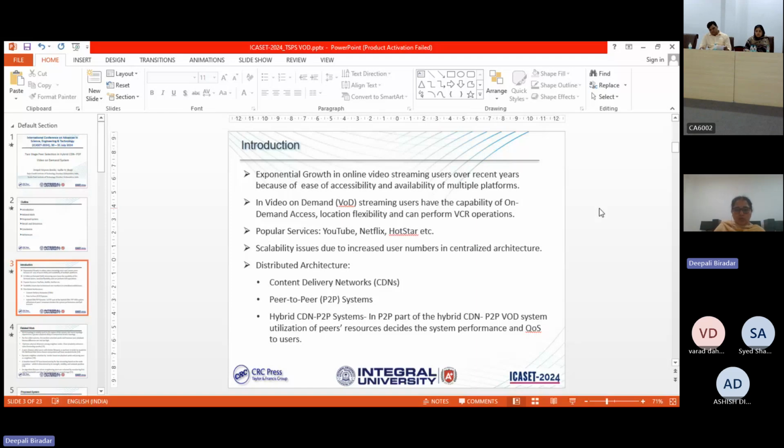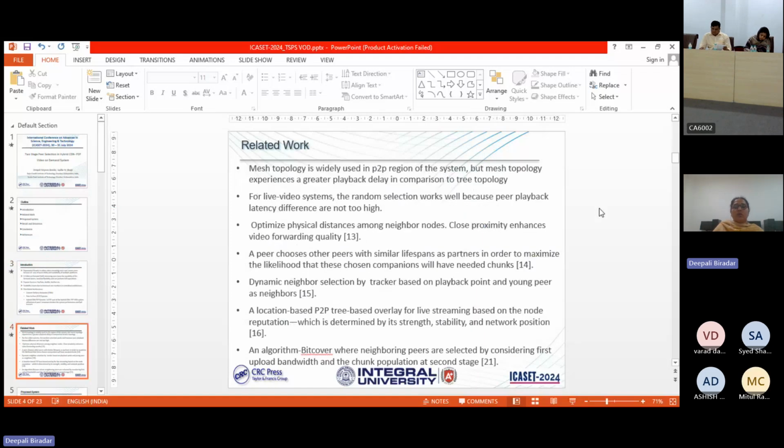This system will improve the quality of service along with the effective use of the resources available with the end users. When we consider the hybrid CDN P2P system, the effectiveness of that particular system depends on how we are forming the overlay of the P2P systems under the P2P region of this hybrid system.